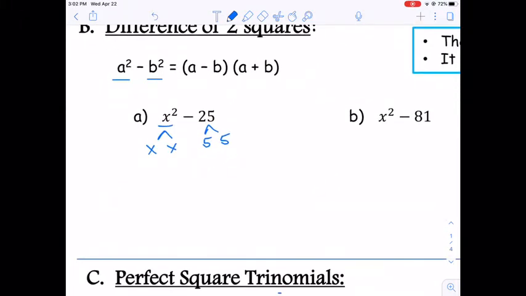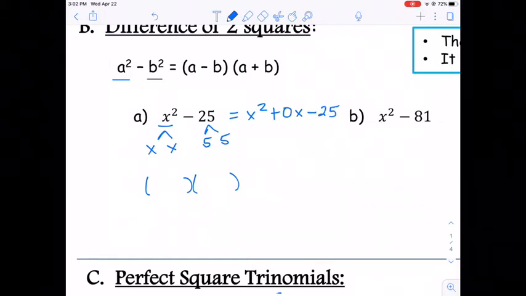So looking at problem A, we are subtracting: x squared minus 25. One way to think about it is x squared plus 0x to the first minus 25. Those first two terms have to multiply to x squared. The last two have to multiply to a 25. Well, that's got to be the 5 times the 5 in this case in order to get a 0 in the middle. One's going to have to be positive 5, the other a negative 5, so that they'll add up to 0.